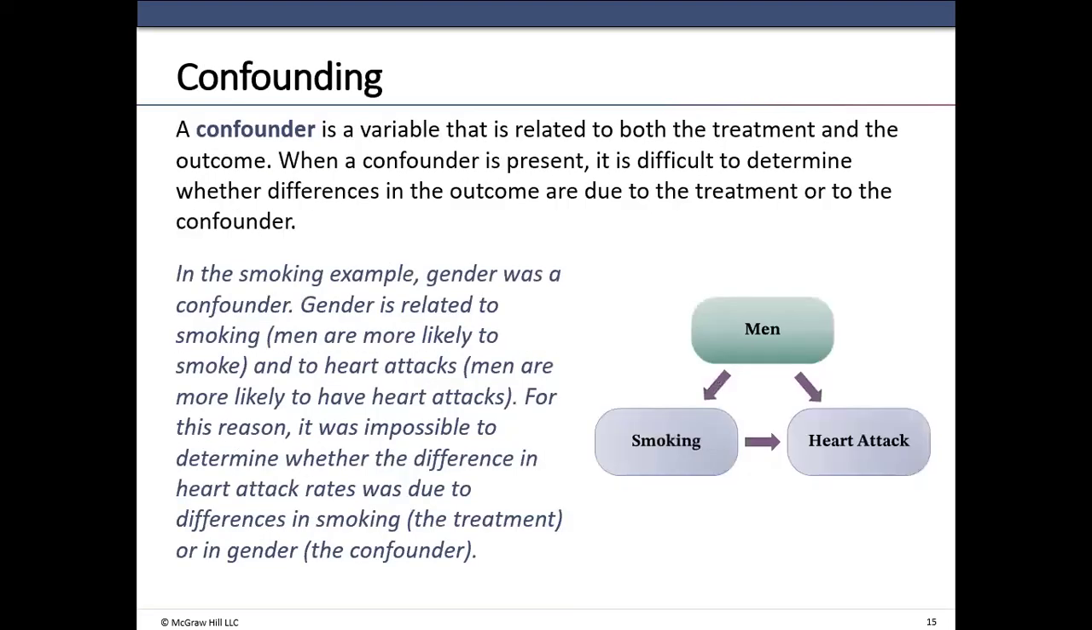A confounder is a variable that is related both to the treatment and the outcome. When a confounder is present, it is difficult to determine whether differences in the outcome are due to the treatment or are confounded. In the smoking example, gender was a confounder. More men smoke. Gender is related to smoking. Men are more likely to smoke and also to have heart attacks. For this reason, it was impossible to determine whether the difference in heart attack rate between men and women was only due to smoking or because of gender.